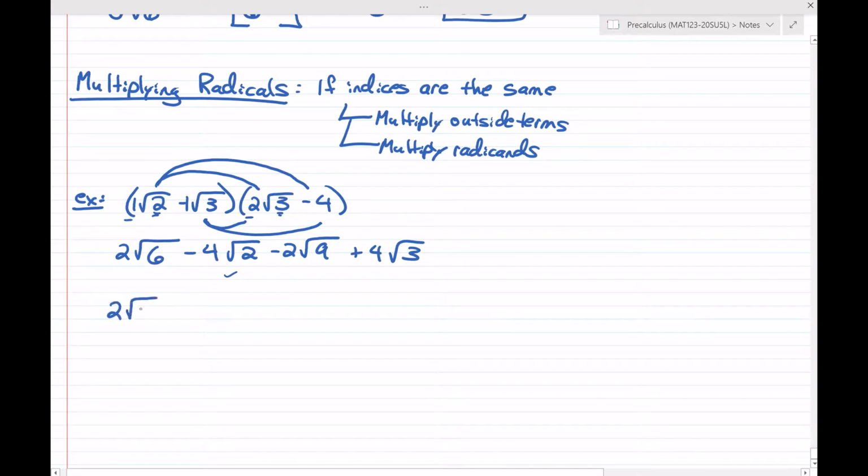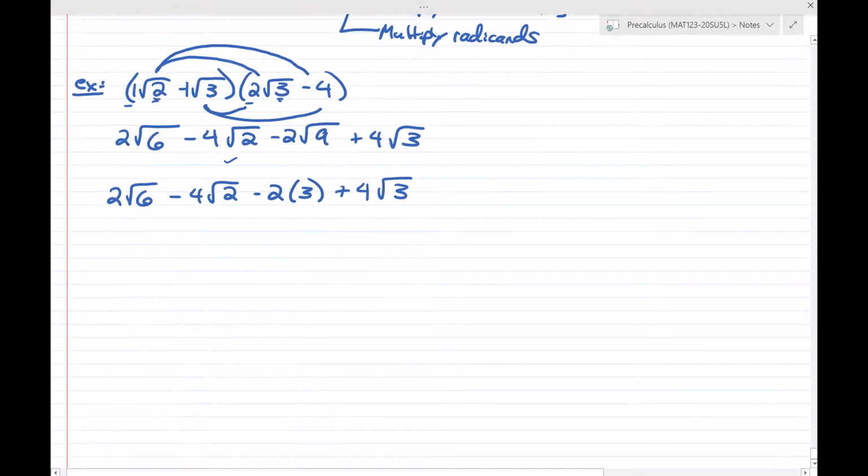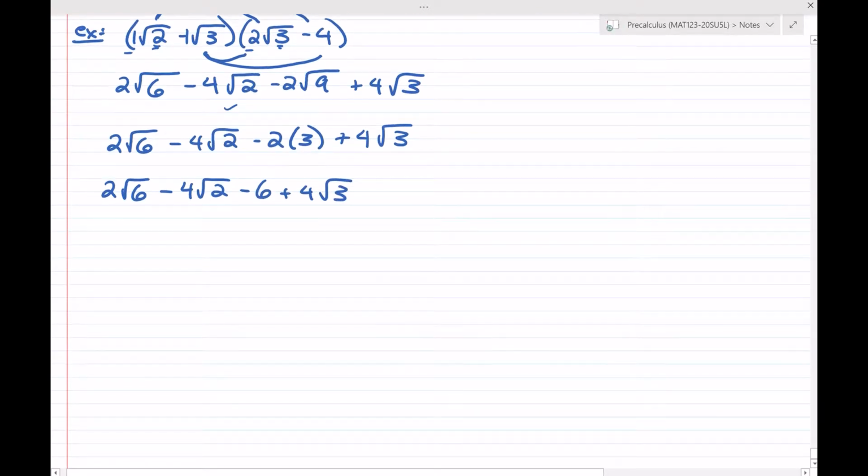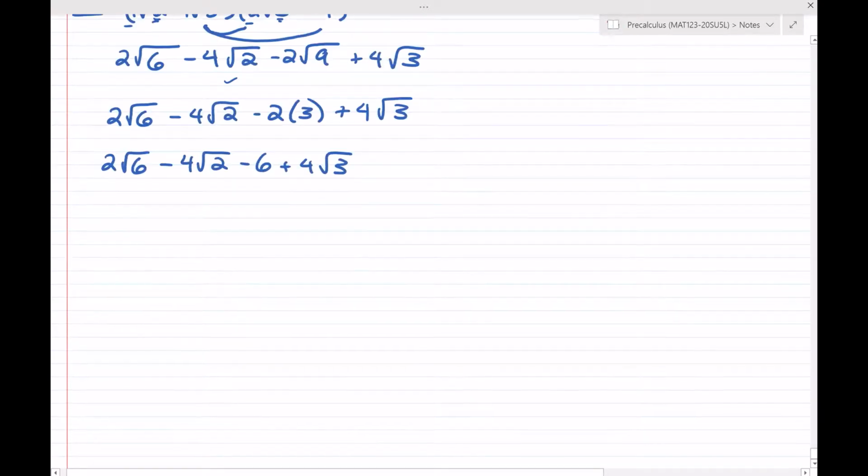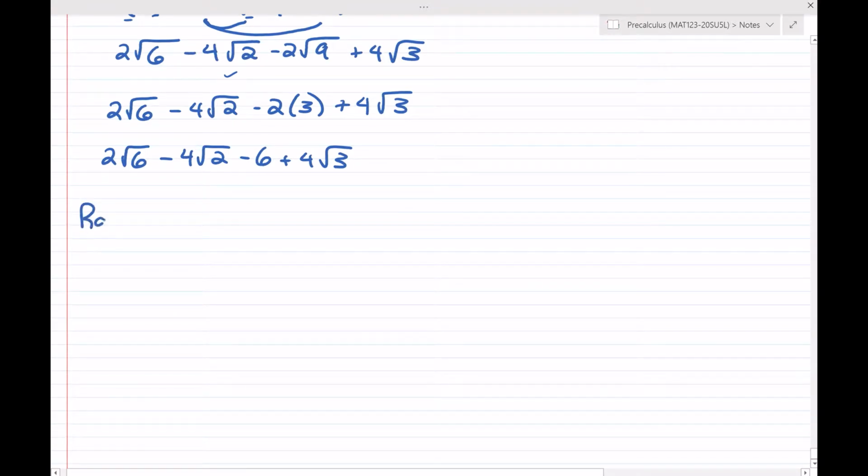So we could write it like this. 2 square root of 6 minus 4 root 2 minus 2 times 3 plus 4 root 3, and the best answer would just be 2 root 6 minus 4 root 2 minus 6 plus 4 root 3. There's nothing to simplify or combine, that's it. I wanted to talk a little bit more about fractions, specifically how to rationalize denominators.